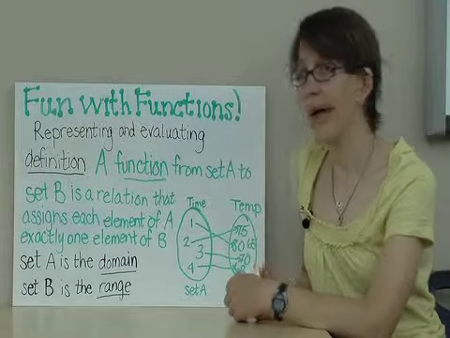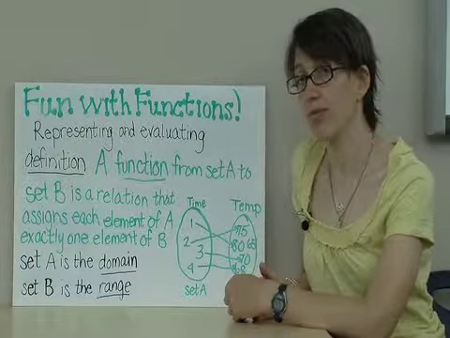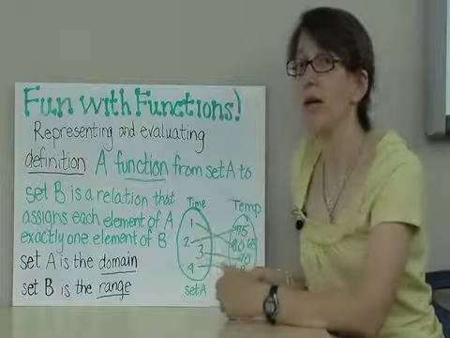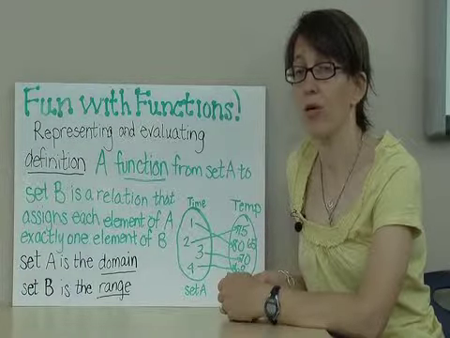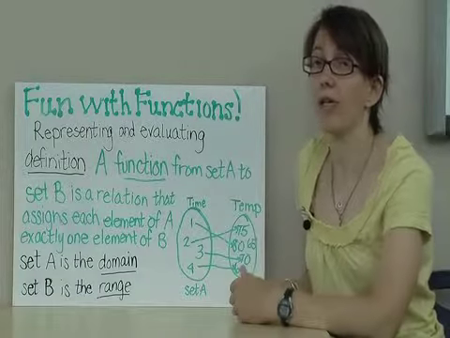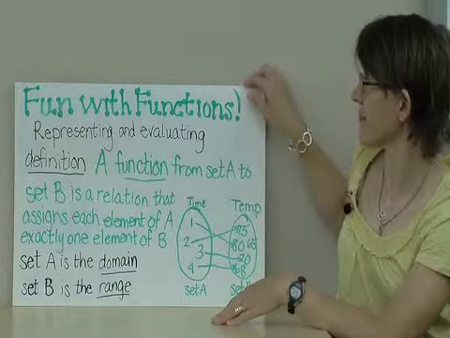And there's no real pattern here. I just kind of randomly drew some arrows. But again, A are inputs, or the domain. B are outputs, or the range.